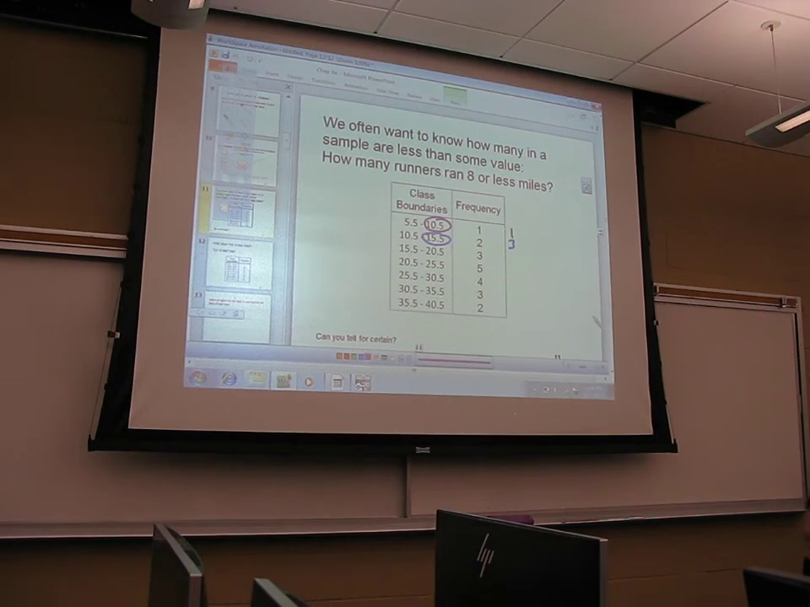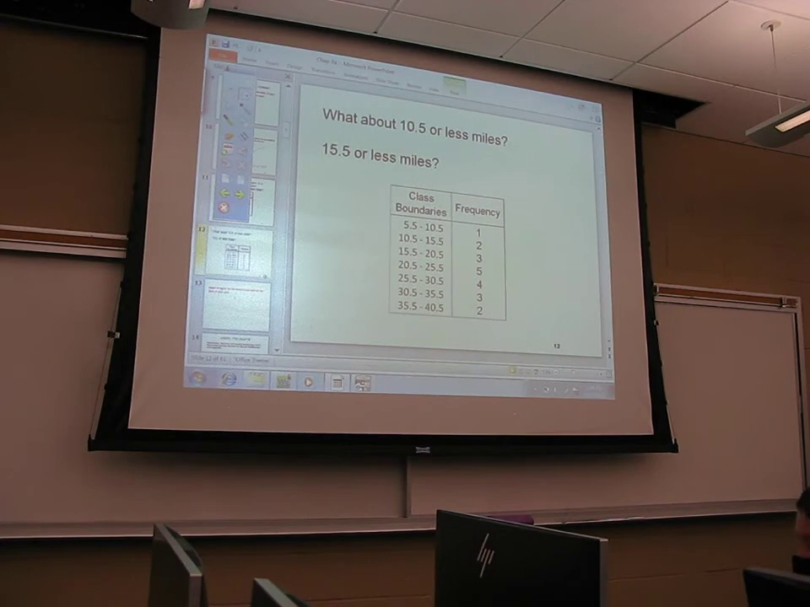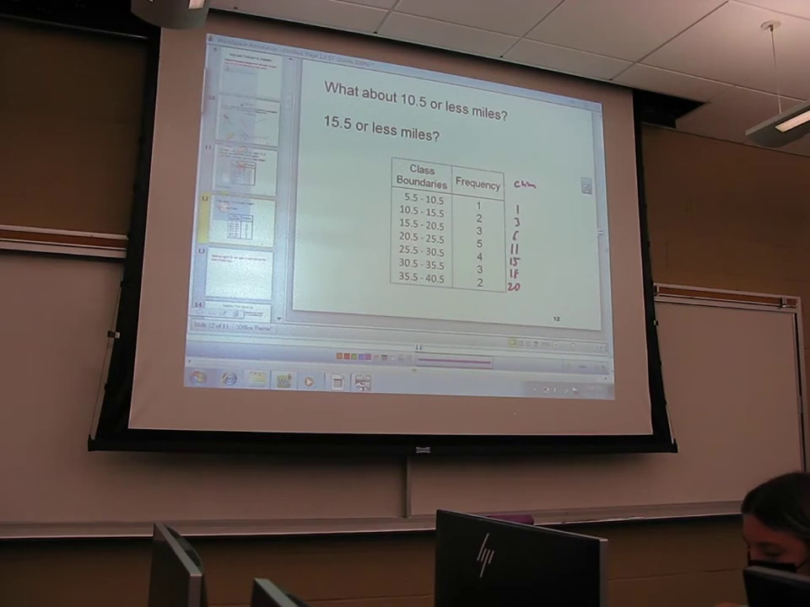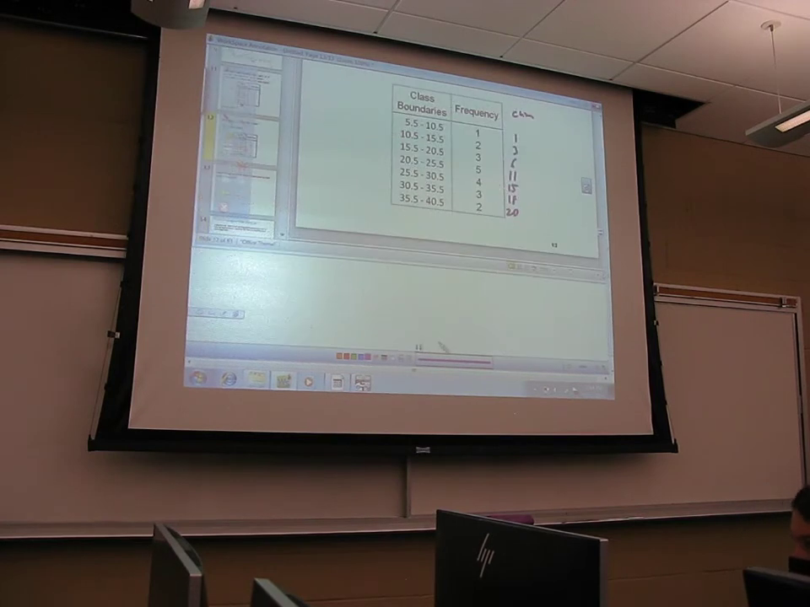So here, we know the cumulative frequencies. It'll be 1, 3, 6, 11, 15, 18, and 20. So if I were to draw an ogive for this, and I will, right here, okay, so ogives are trickier.